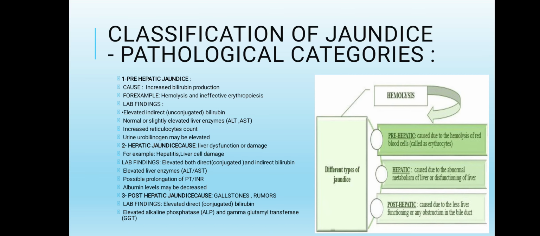Lab findings of post-hepatic jaundice: the first is elevated direct conjugated bilirubin, and the second is elevated alkaline phosphatase (ALP) and gamma-glutamyl transferase (GGT).